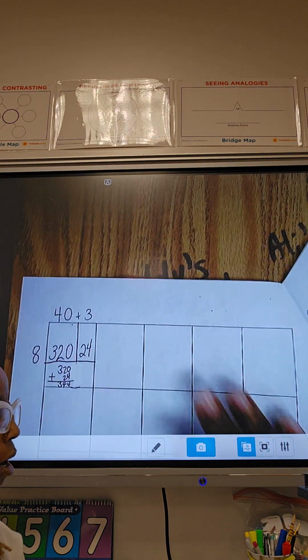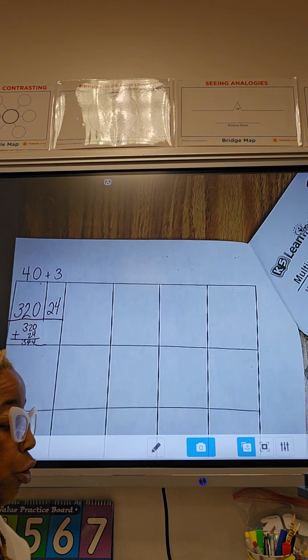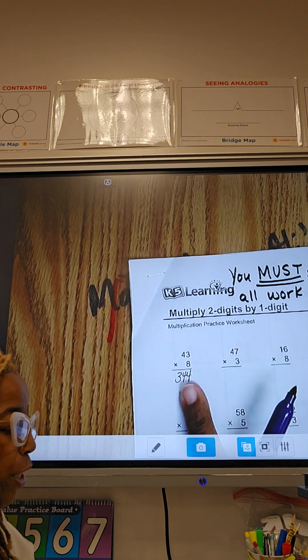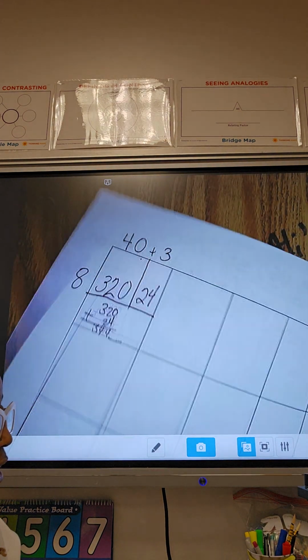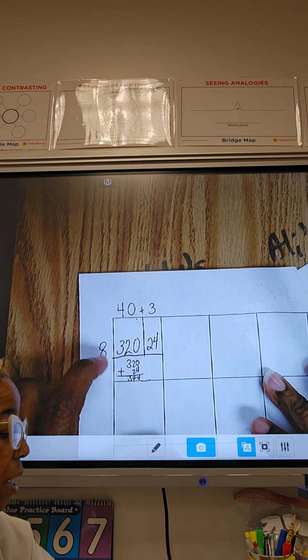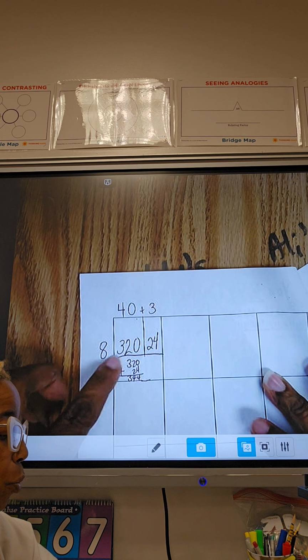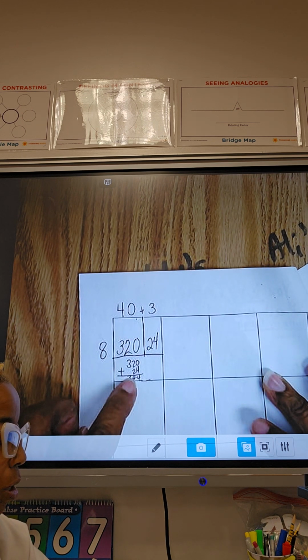But on the back of your page, you have a place for you to do your work. So we're going to do this one. We did 43 times 8, and you can see it here. 43 times 8. We used the area model, so we just used that box, and we split it. 40 plus 3 times the 8. 320 plus 24, and we just added it on the bottom.